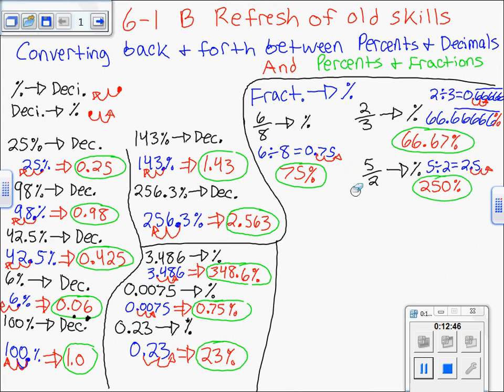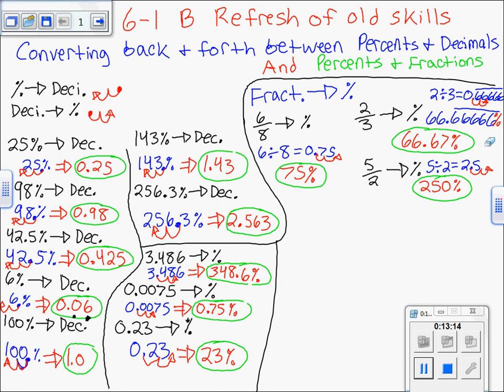But if you take a look, 5 is a lot more than 2, so in fact it's more than 2 times 2, so that's what we were expecting, an answer of more than 200%. So that was a reasonable answer. Just like 6 was less than 8, so we were expecting an answer less than 100%, but more than half, so more than 50%. 2 is more than half of 3, but not all of 3, so it's not going to be 100%, but it's going to be more than half, and so kind of right in there is 66.67%.